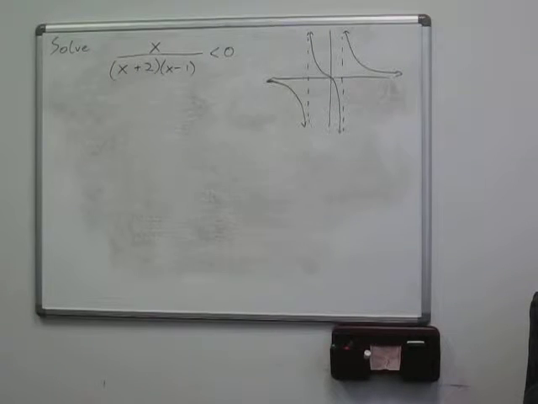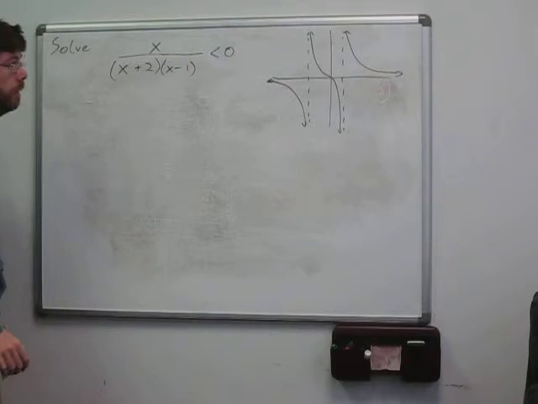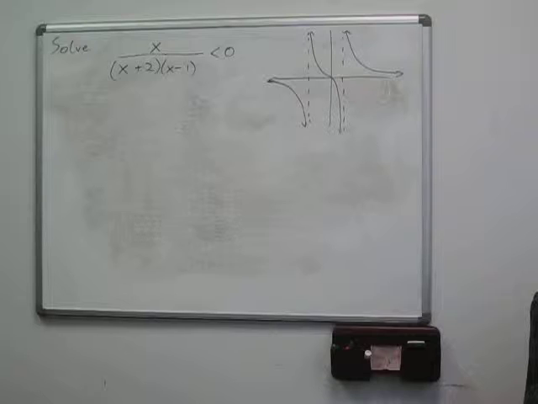In this video, we want to solve a rational inequality. Here we have a rational function compared to 0. We want to know where that function is strictly negative. The method that we use builds on the method that we used for polynomial inequalities.